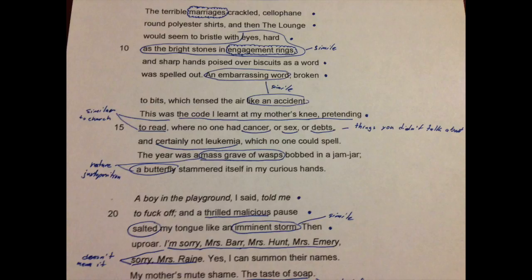But then it goes on, pretending to read like in mass, but where no one had cancer or sex or debts, and certainly not leukemia. So those are four things: cancer, sex, debts, and leukemia. In the 1960s, we have all these consumer goods, so life is supposed to be good. So you don't want to tell other people about the bad things in your life. These are things that they probably wouldn't talk about at all. So the code that she's learning is not how to pray during mass, but rather what to and what not to say in social settings.